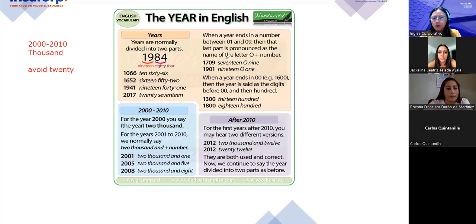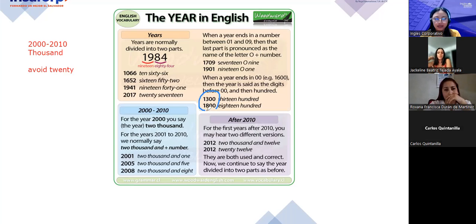We are going to avoid saying the number zero. Instead, we are going to name or to say the letter O. Whenever we have years that end in 00, remember, we are going to read these years by saying hundred. For example, 1300, 1800.